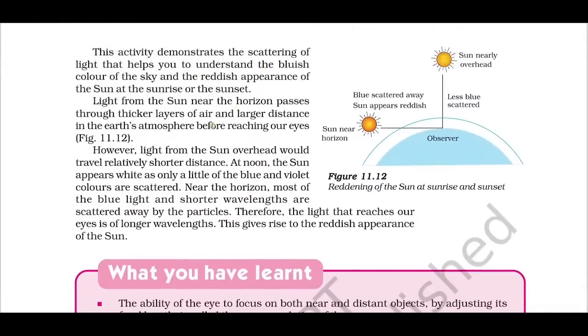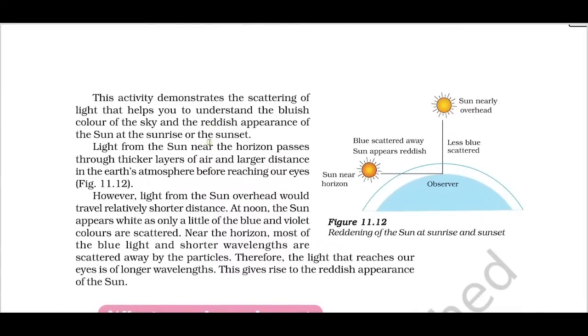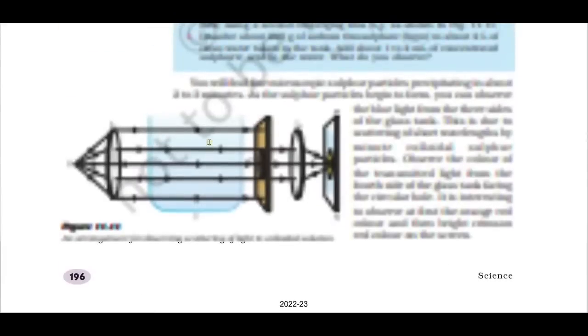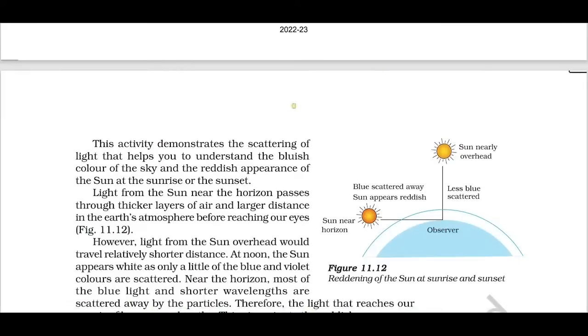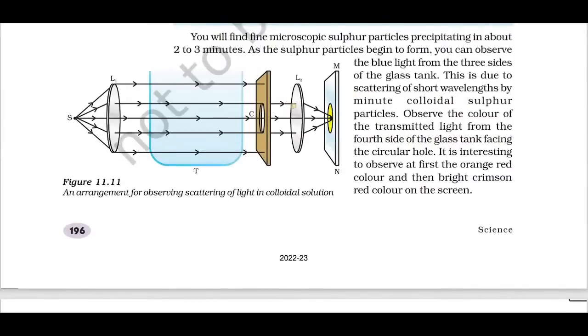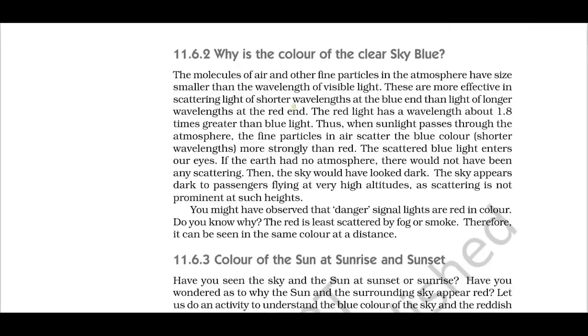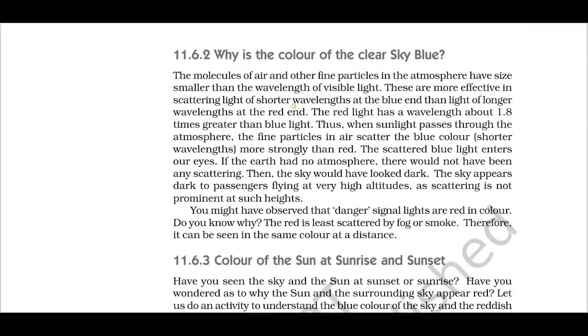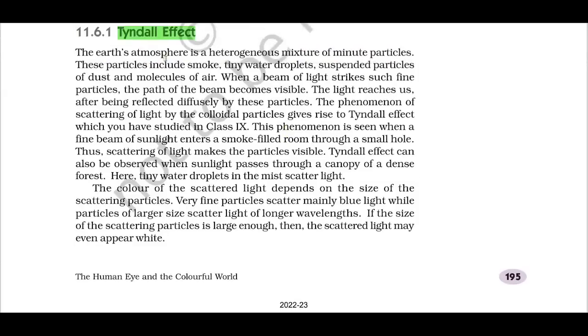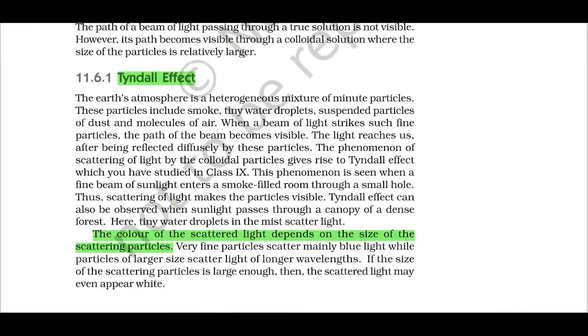I'll repeat the questions. Why red light is used as the danger signals, the reasons for delayed sunset and sunrise, reasons for reddish appearance of the sun during sunset and sunrise, experiment of Tyndall effect, why sky appears blue, and also the relationship between the color of the scattered light and the size of the scattered particles. You should know this relationship.